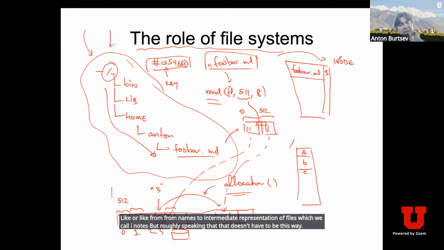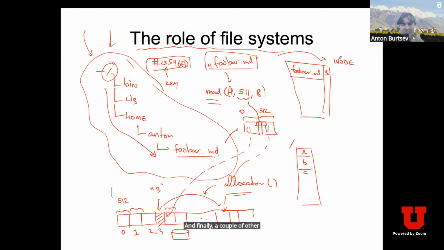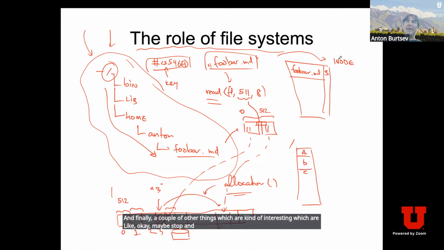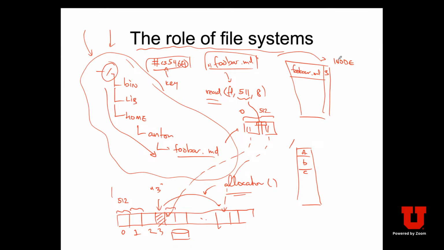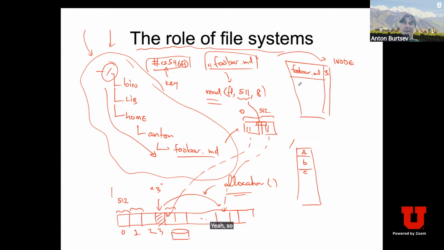And finally, a couple of other things which are kind of interesting. Okay, maybe stop and give you a chance. So, I explained this part of the file system. What else do you think a file system needs to be doing as well? When you create a new file, it needs to allocate a block of memory for that name. Yeah, so it has to keep track of new names, like boss here, right?